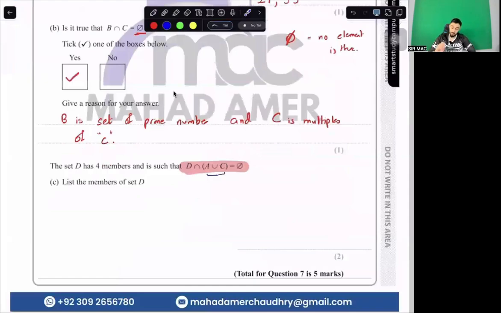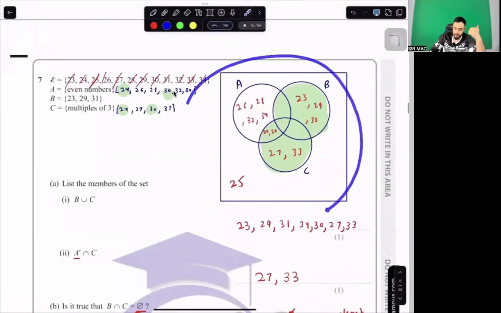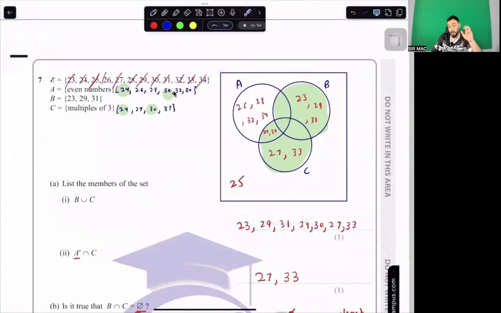So now this is a really good question. There are two hints to this. If I had been solving it at your age, maybe I would have gotten it wrong. But think about it. They're saying it has four members. So four members are a must, and those four members cannot be anyone from here.